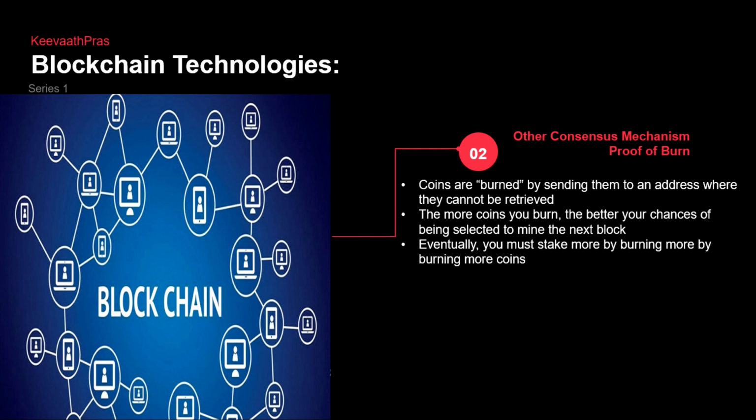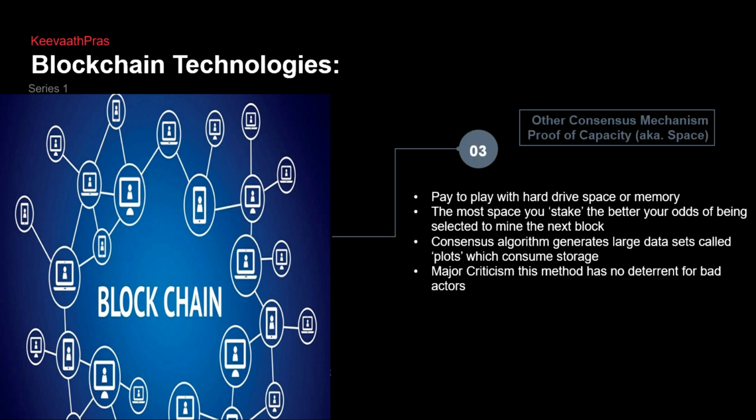Eventually you must stake more of your money by burning more and more coins in order to be noticed and picked. So this is proof of burn. It does have a downturn. Again, it is only stake. Again, it's only the person who can afford it, just like proof of stake.